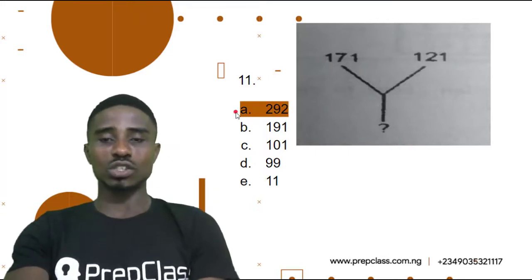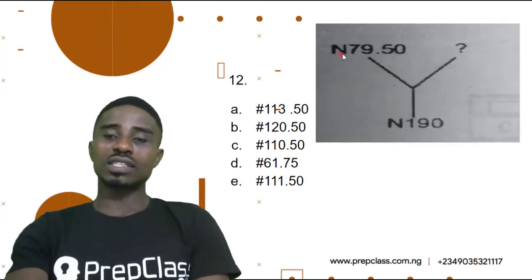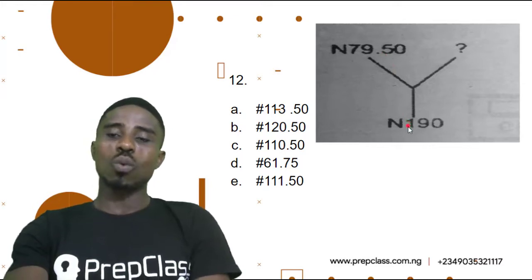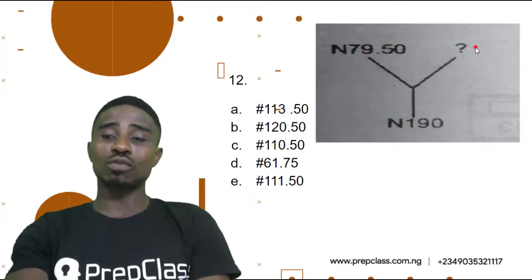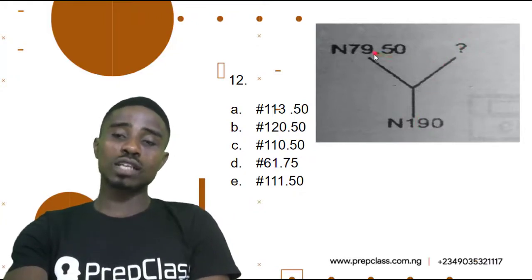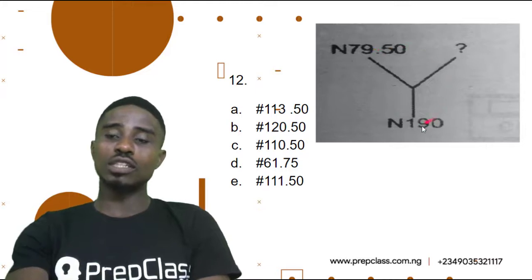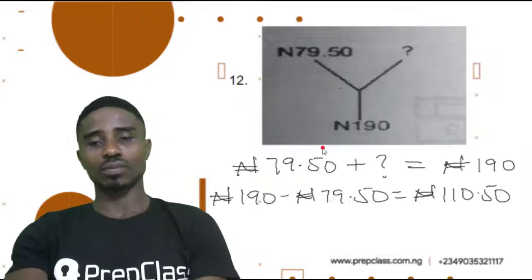Let's look at the next question. Question 12. We have 79.5 naira and we have 190 naira. So we came to an understanding that it is the addition of the numbers above to give the number below. But we don't have one of these numbers. So definitely we are going to subtract this number from this one to get our answer. Let's see how to get it done.